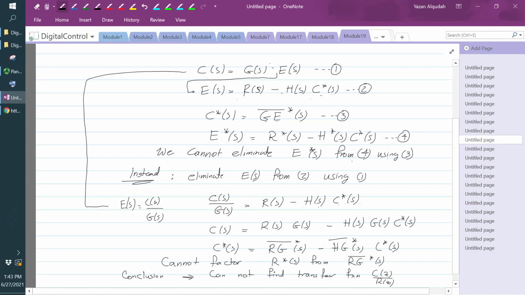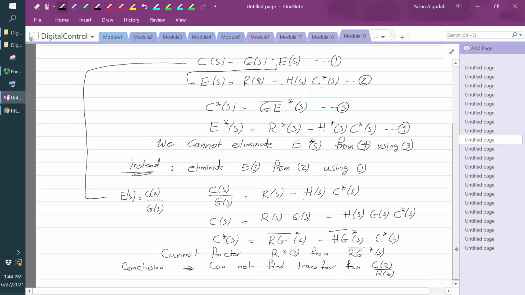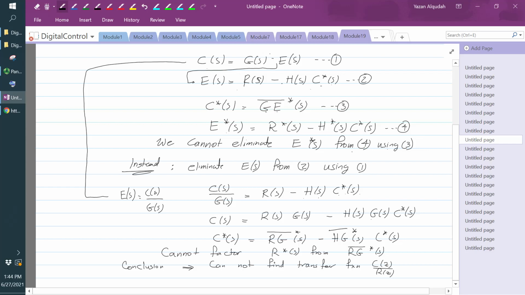So therefore, I'm going to have C over G equal to R minus H multiplied by C star. I can multiply it by G, both sides. I'm going to get C of S equal to R multiplied by G minus H multiplied by G multiplied by C star. Now I'm going to take the star transform of both sides. I'm going to get C star equal to R multiplied by G. These multiply together. I'm going to take the star transform minus H multiplied by G over all star multiplied by C star.